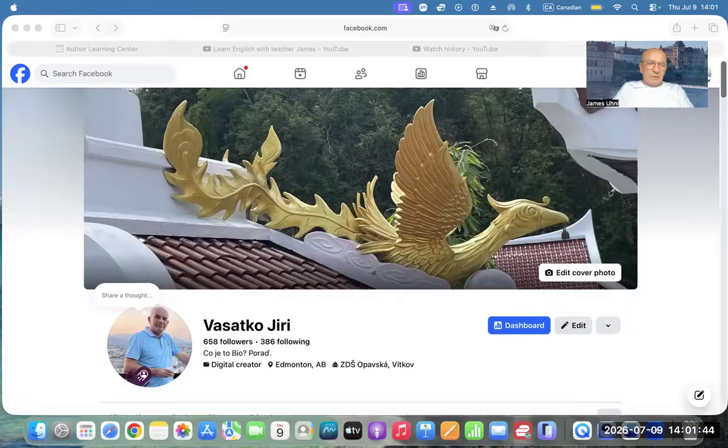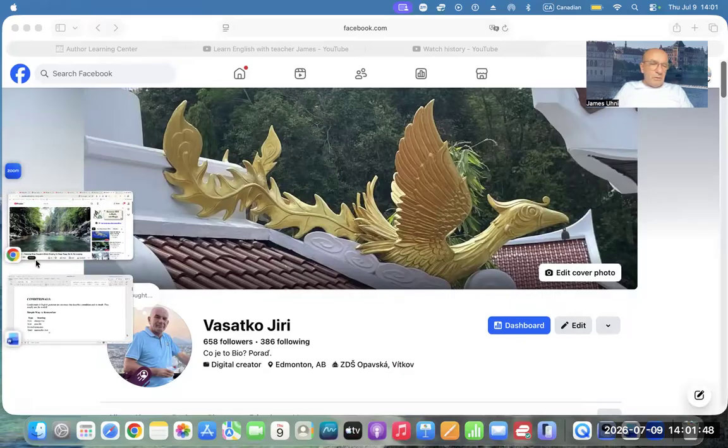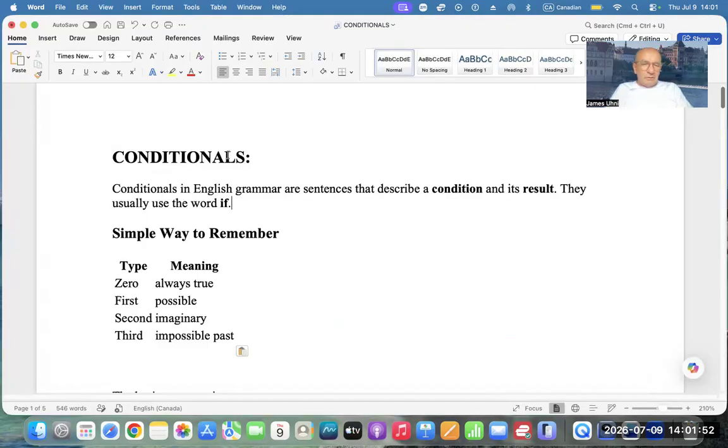Today, I will talk about conditionals. Okay, let me share my screen the proper way, and this is not it. Okay, here we are. Okay, conditionals.